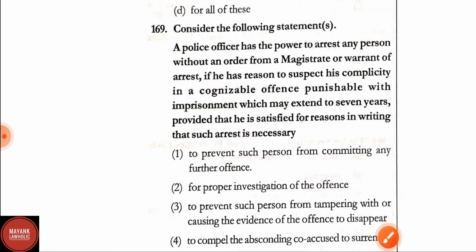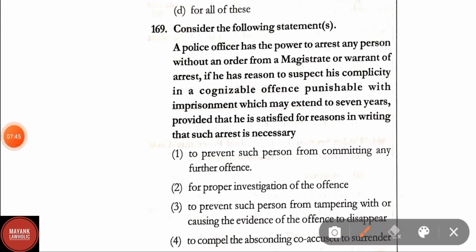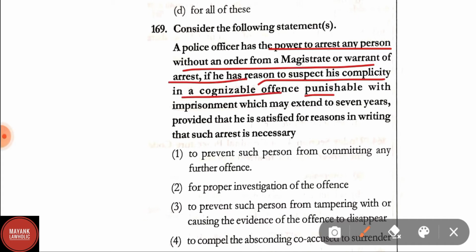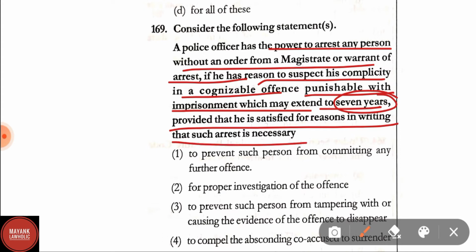Question number 169. Consider the following statements. A police officer has the power to arrest any person without an order from a magistrate or warrant of arrest if he has reason to suspect his complicity in a cognizable offence punishable with imprisonment which may extend to 7 years, provided that he is satisfied, for reasons recorded in writing, that such arrest is necessary.